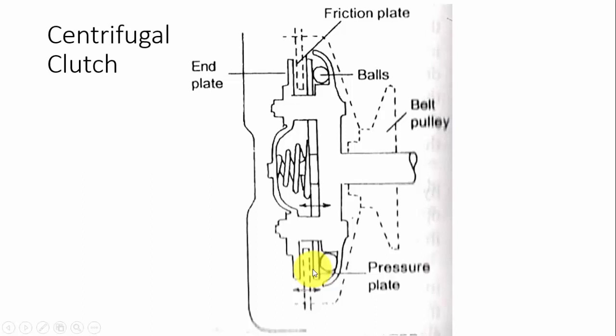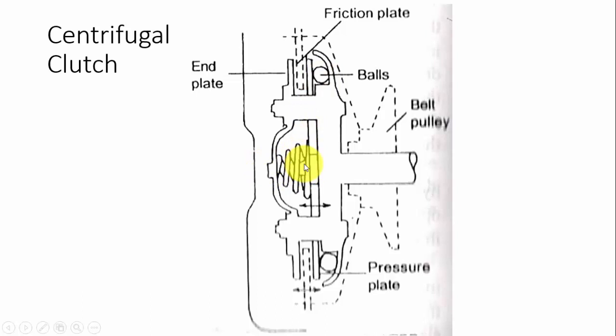So because of this, the clutch plate, that is the pressure plate, when the speed is higher and higher, the force offered by the ball over the pressure plate will be higher. So when the engine is rotating at high speeds, the clutch will automatically get engaged with the friction plate and pressure plate. Whenever the speed is reduced, the balls will again come to their own position because of the pressure offered by this spring.